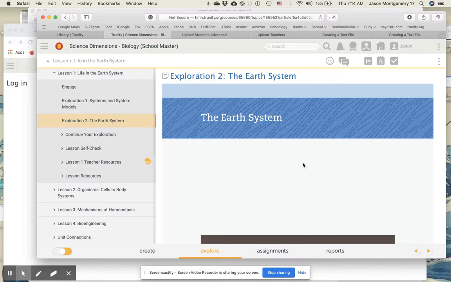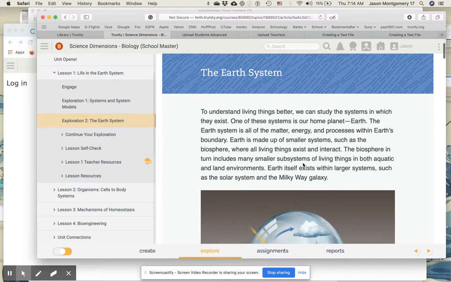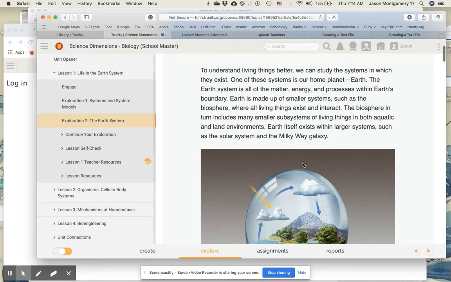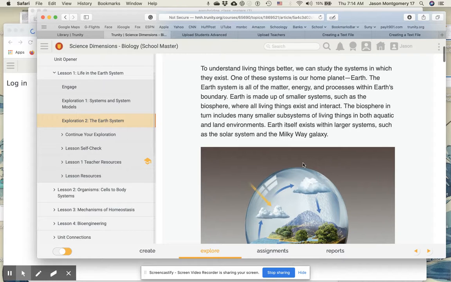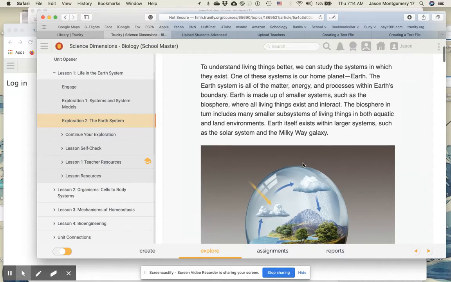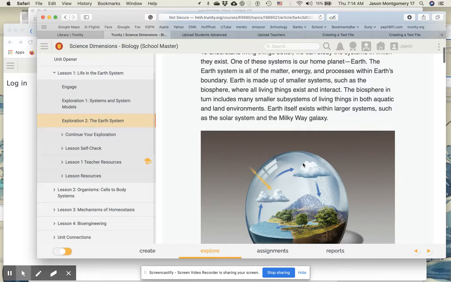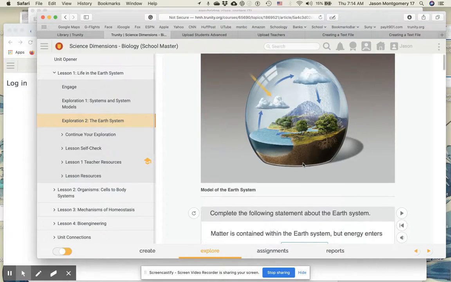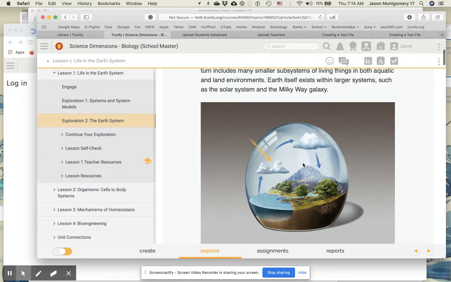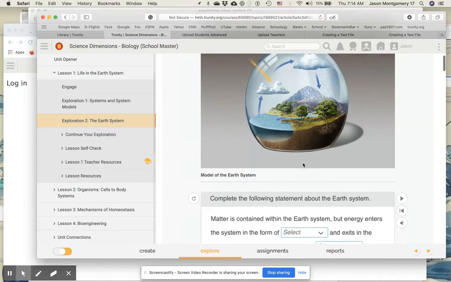Now, exploration 2 is the systems in the Earth, right? Which is kind of important because, as far as we know, Earth is the only place in existence that has life as we know it. All right. And so this is kind of a big deal. I hope you would agree, because you're one of them.